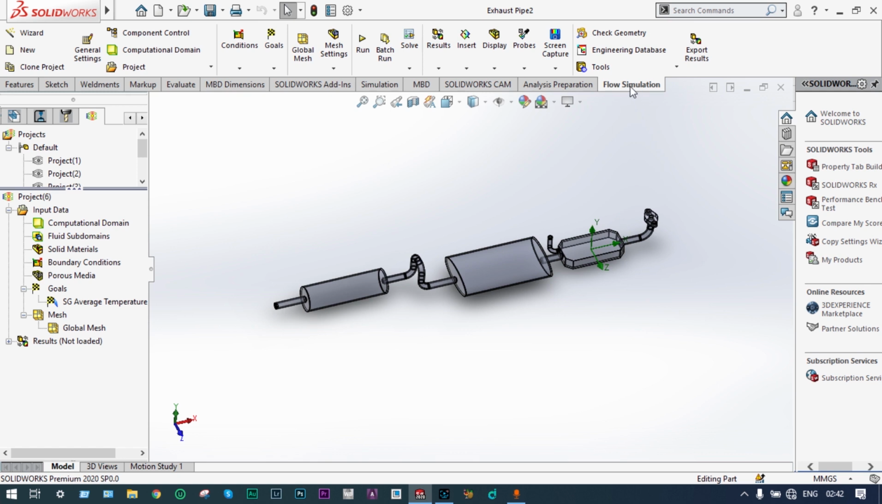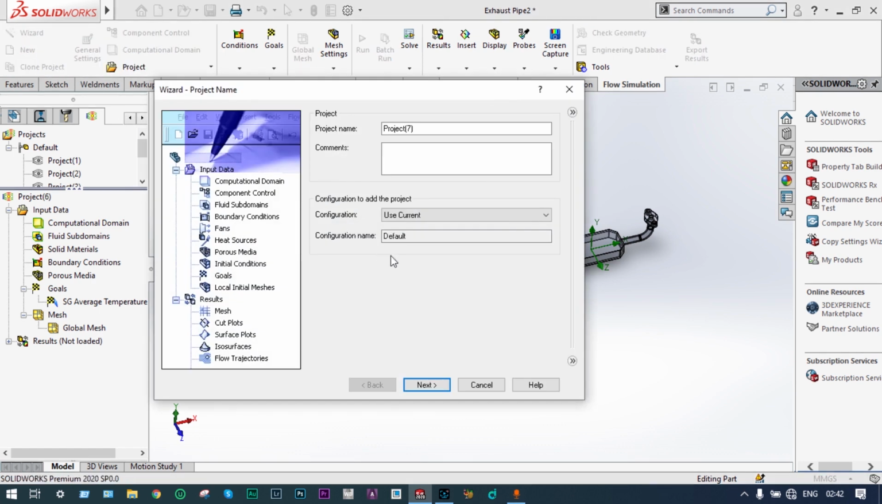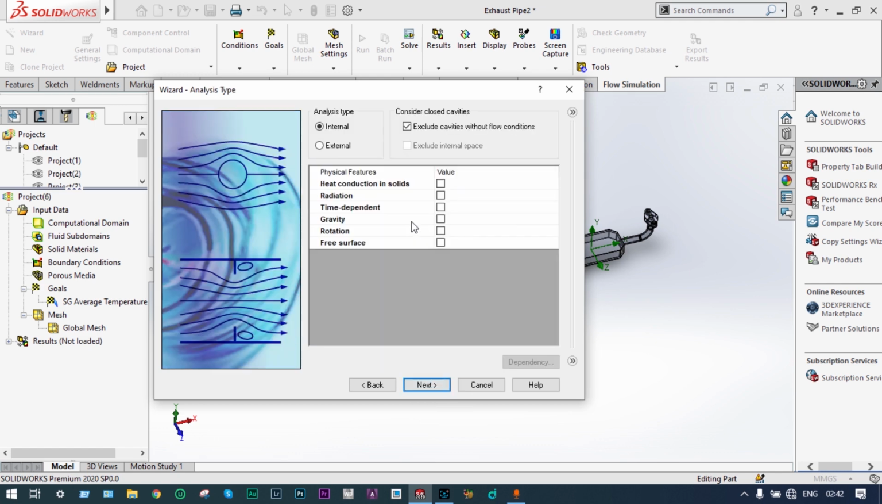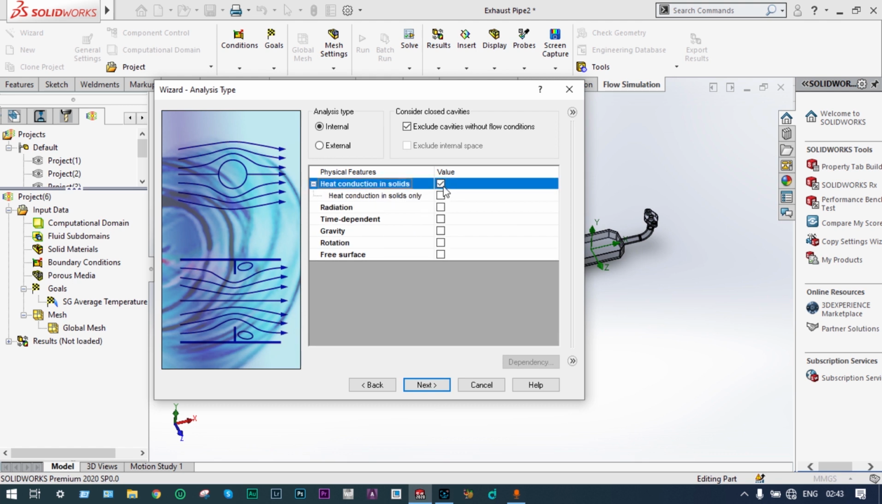It will start with Flow Simulation, and that Flow Simulation environment will be created with the wizard itself. So we're starting with the wizard, and the default name of this project we're keeping as Project 7. Next, the system we are considering as the SI system, and the temperature will be in degrees Celsius. Next, it will be an internal analysis, and we are considering heat conduction in solids.